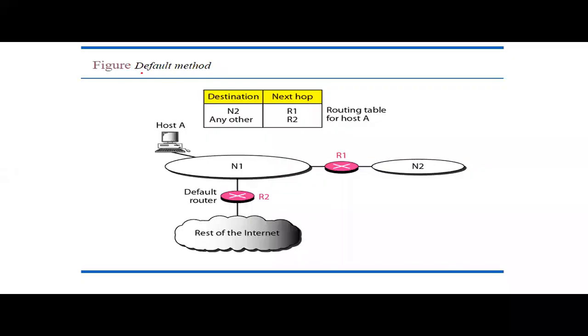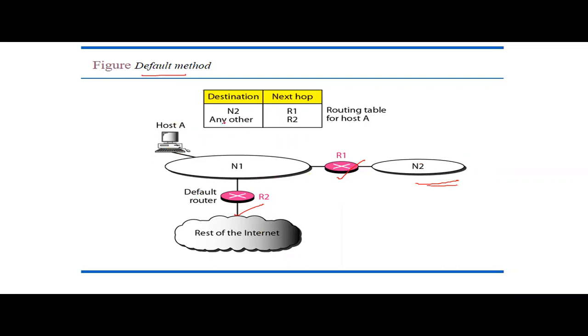Another technique to simplify routing is called the default method. In the default method, if you notice in this diagram, we have a host A connected to two routers, R1 and R2. The router R1 is connected to another network N2, while the router R2 is connected to the rest of the internet.